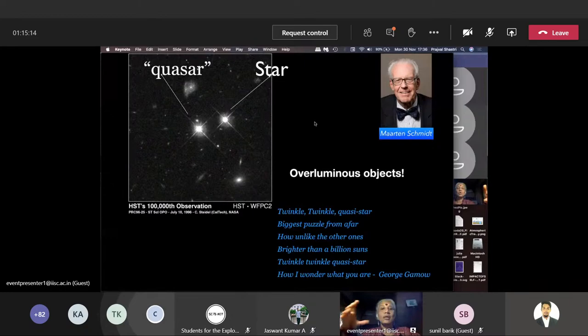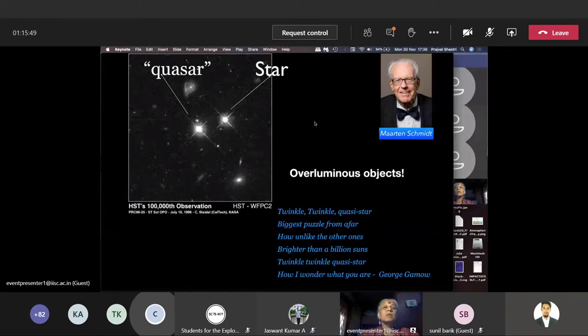If these shifts were interpreted as due to the stretching of space, the expansion of the universe, it meant that these objects were very, very far away. And if they were so far away, then the fact that we can see them so brightly meant that they were very, very luminous objects. So how does one produce that kind of luminosity? Stars cannot produce that. It meant the luminosities of billions of stars. And how do you produce that kind of luminosity from such a point source?